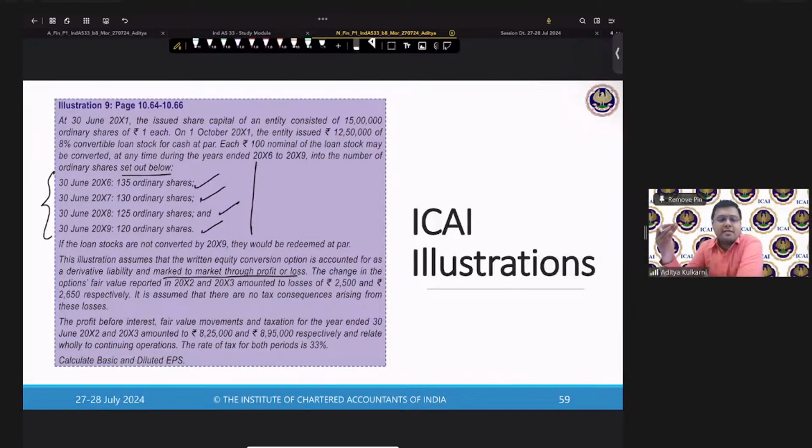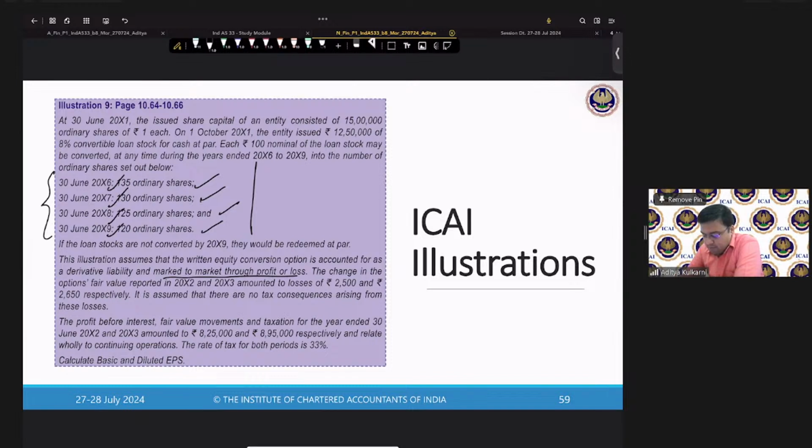So when it passes the fixed for fixed test, it becomes equity. But here you can see with passage of time, there is a variability that is setting in. So you are treating it as a derivative liability and taking it to the P&L, which is right. A derivative should go as FVTPL. So that is what they are doing.